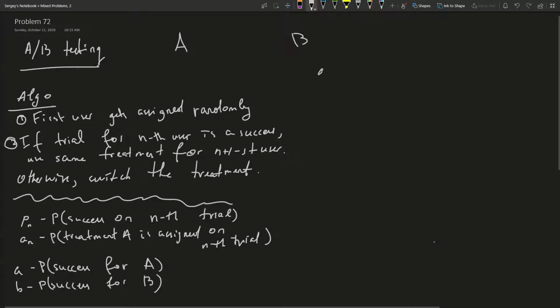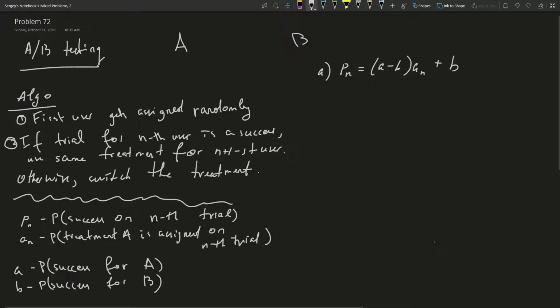Part A of the problem asks us to find two things. First, we need to show that little p sub n equals (a minus b) times A sub n plus b. So let's first show this.